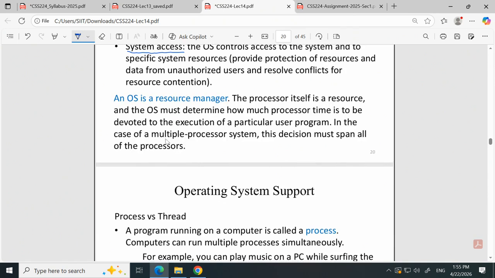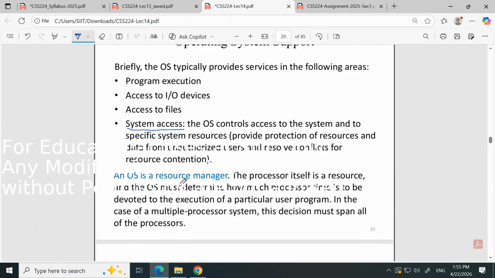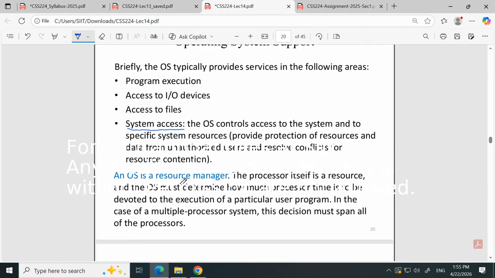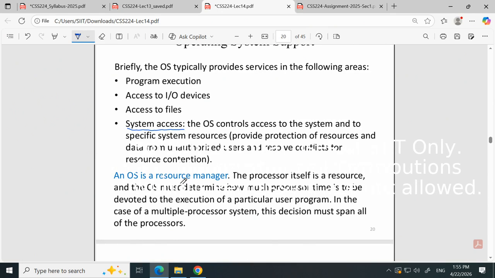So the operating system itself is a resource manager because the processor is also a resource. Think about when you run multiple applications on your computer, all of them at the same time. You watch a movie, you listen to music, you are working on your report, whatever, multitask. The operating system will take care of all this.